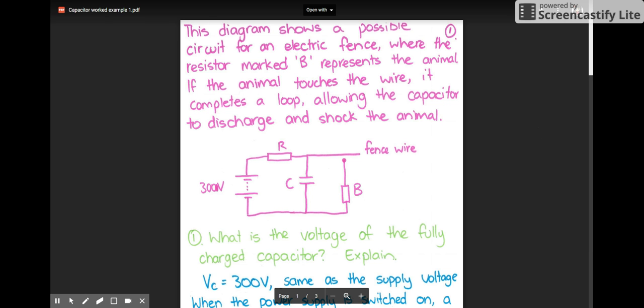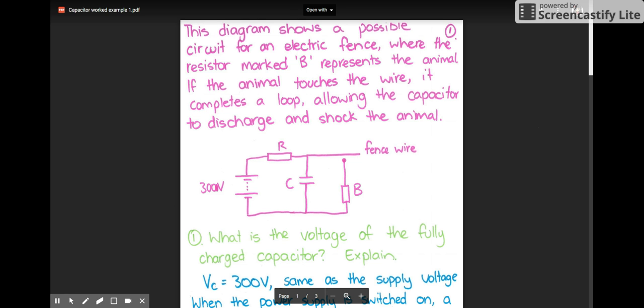So this is a worked example of the type that you might potentially see in a final exam. It's a practical example here, and we've been given a setup with an electric fence with a resistor marked B representing the animal. Now you can see at the moment that there's one complete loop and one incomplete loop.